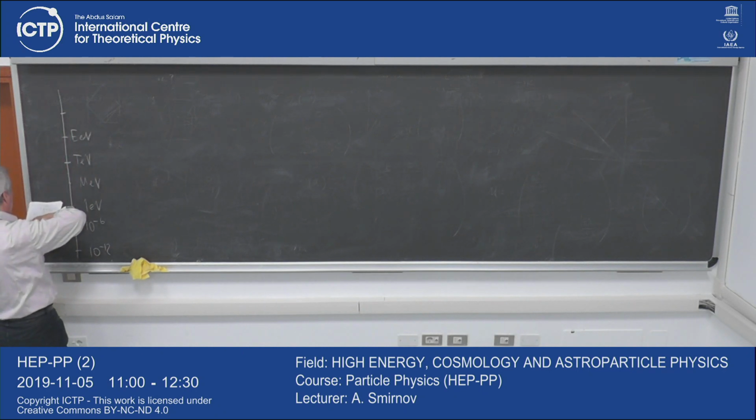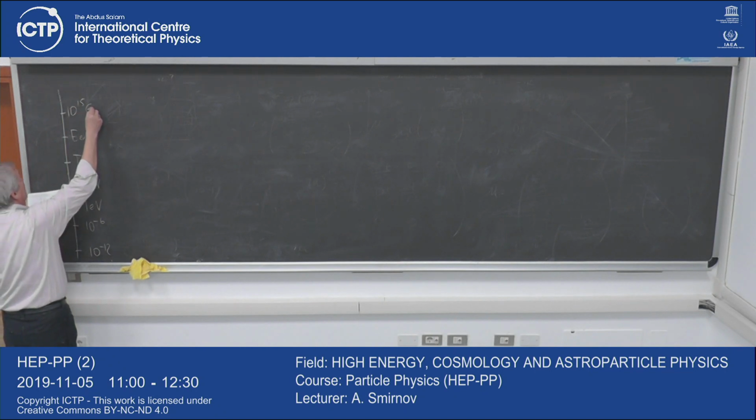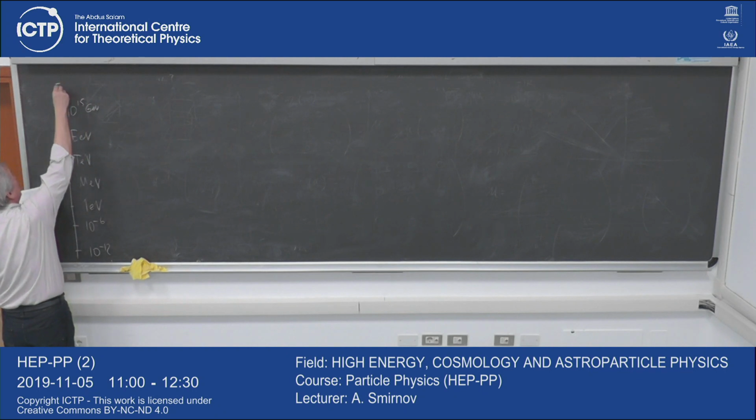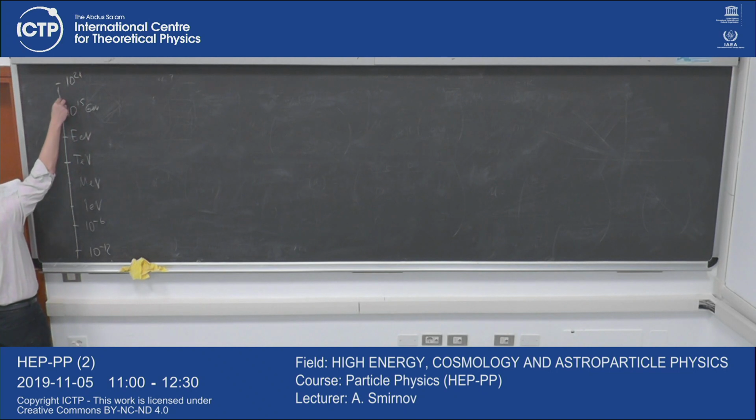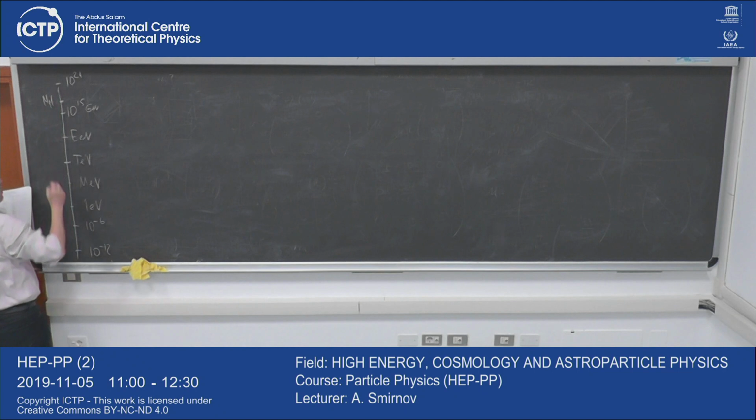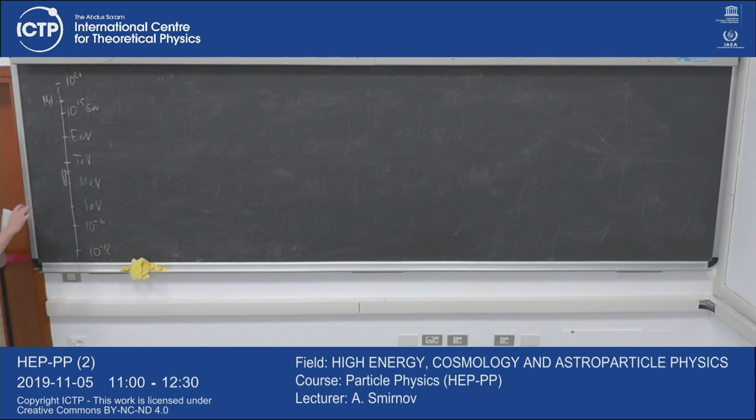Then it will be 10 to the 15 GeV, and then 10 to the 21. So here somewhere we have the Planck scale or string scale. And all our particles, it turns out, are sitting somewhere here, say from this scale to this. So it's a small island. There are many particles here, which we'll discuss.